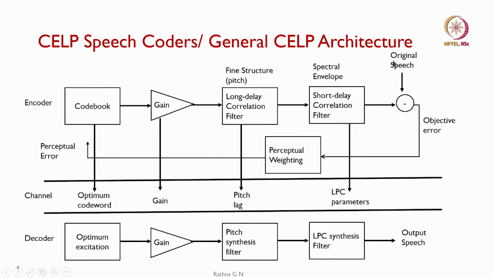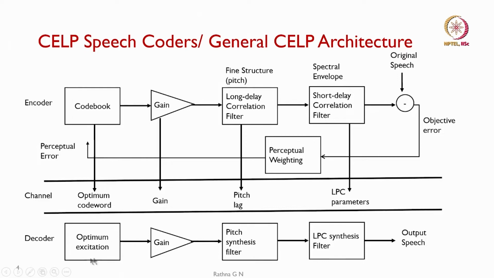The other one is the reference of the original speech. We do the subtraction, and we have the objective error, which is fed into our weighting block. Then we calculate the perceptual error and feed it into our codebook. So, what happens at the decoder?